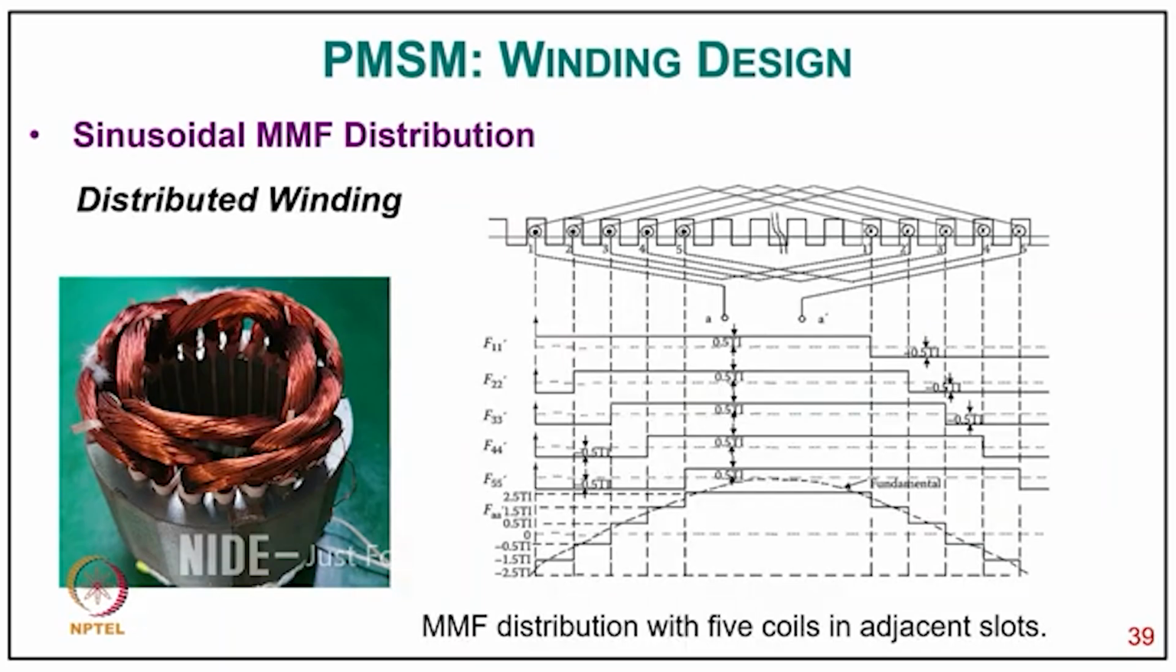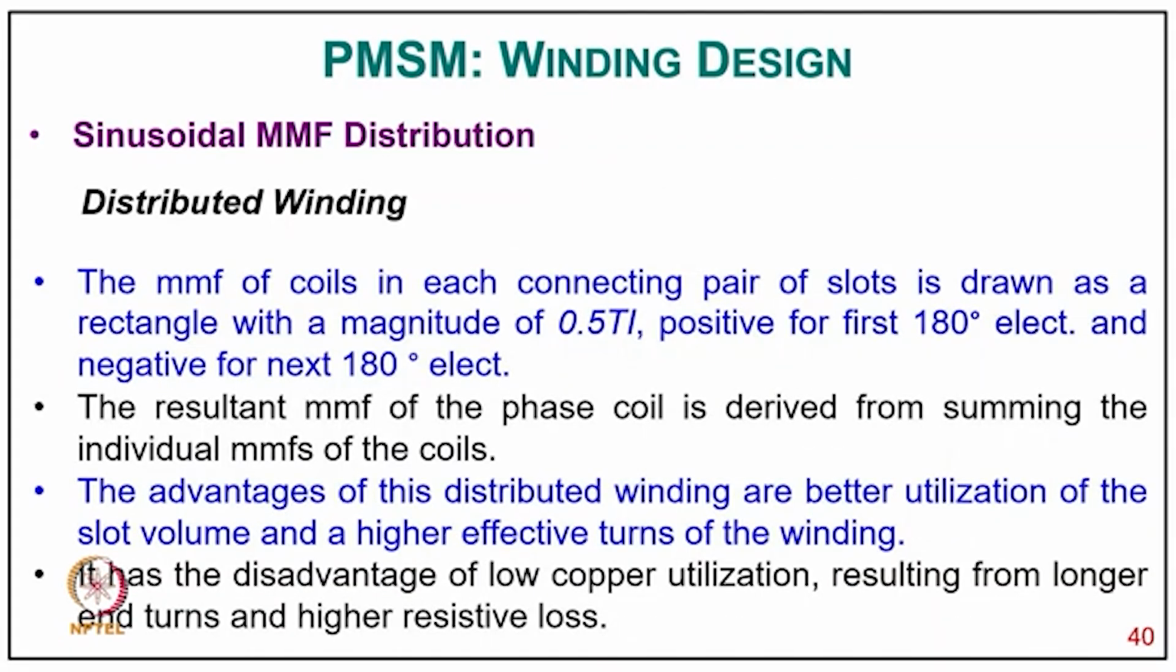And you can see the MMF of a typical coil and how the winding is placed in the stator of this distributed winding, and the MMF with the 5 coils in adjacent slots. You can see that with the different coil MMFs added together, it goes closer to a sine wave. The MMF of the coils in each connecting pair of slots is drawn as a rectangle with a magnitude of 0.5 Ti, positive for the first 180 electrical degrees and negative for the next 180 electrical degrees. As a result, the MMF of the phase coil is derived by summing the individual MMFs of the coils.